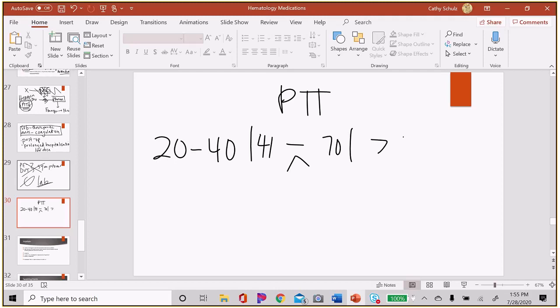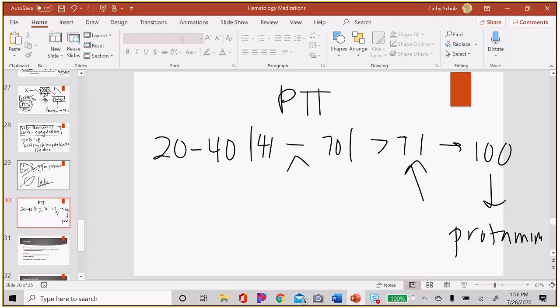Anything above that, we would worry that it's too easy to bleed. So we would either decrease the heparin, or if it gets really high, we might have to give the protamine. If we were giving the heparin and the PTT was too low, that means we would need to increase the dose per our orders to get into the therapeutic range. And so we'll talk about that when we talk about the math.